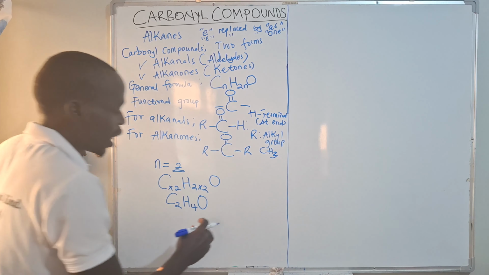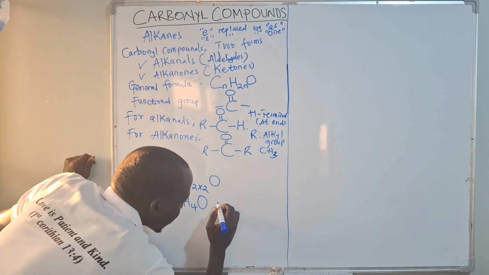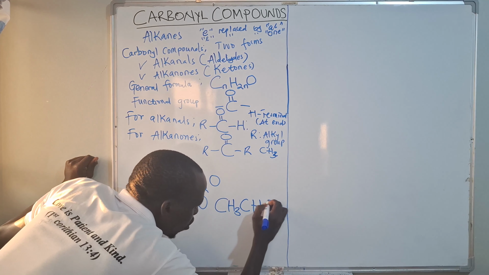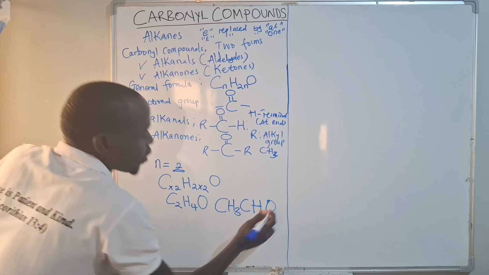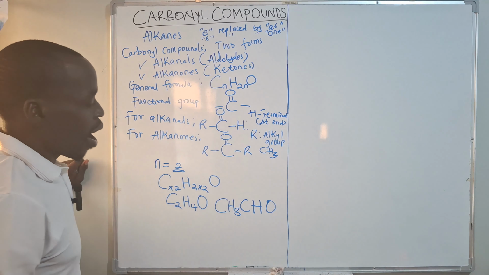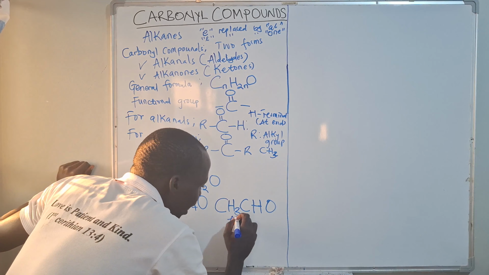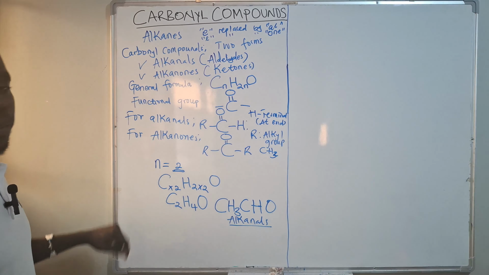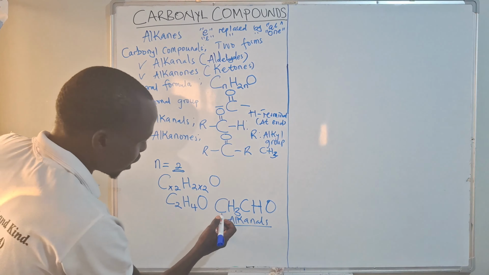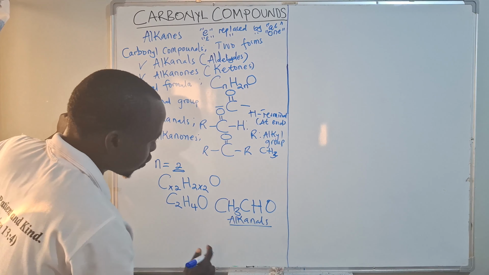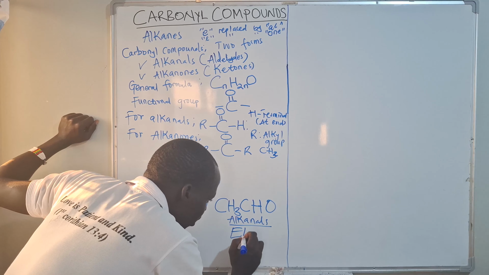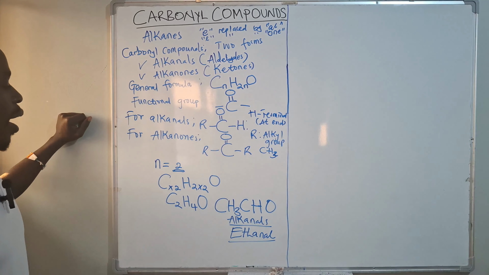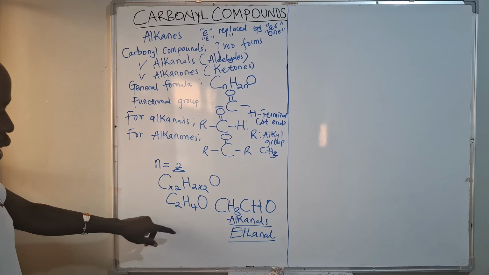Now, some may ask, what if I come with the condensed formula? I will have something of this kind, CH3CHO. So this one is for what? It is for the aldehyde, we call them alkanals. To be more specific, we have 2 carbon atoms, 1, 2, so I'll be in position to say the name following this is ethanal.